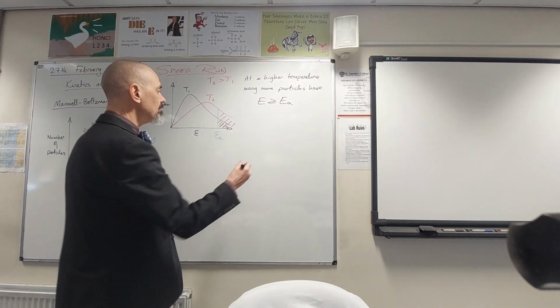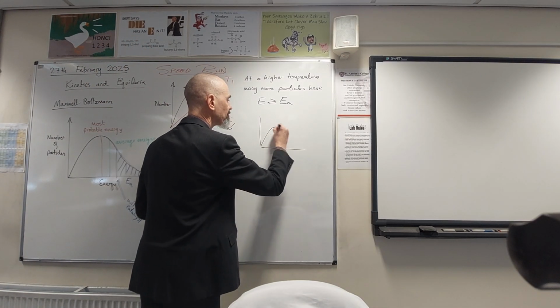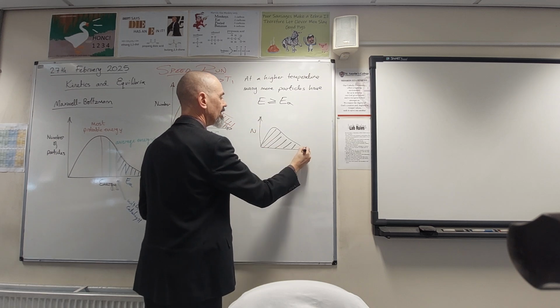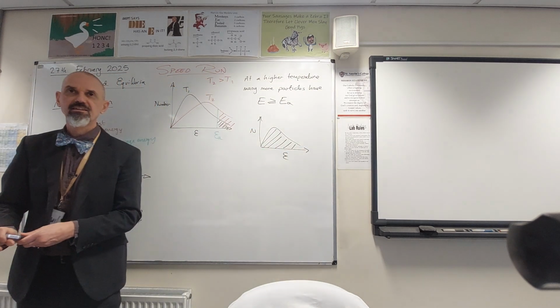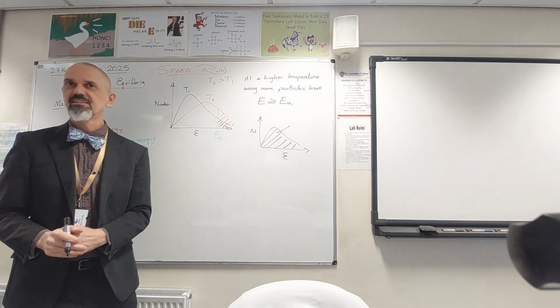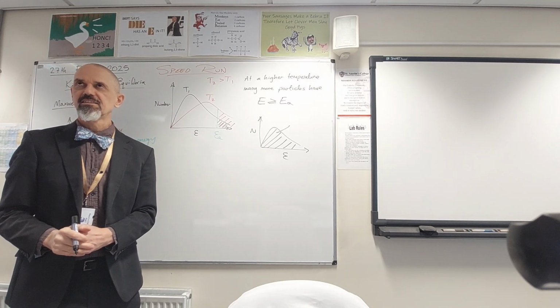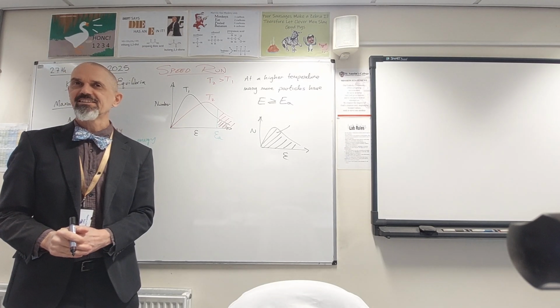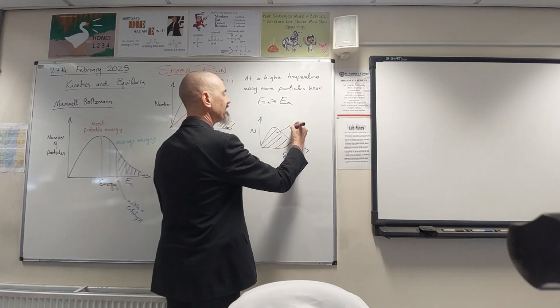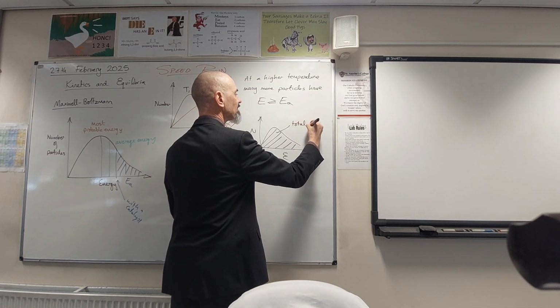What is the area under the graph represent? All particles with energy. So that would be all particles. Yes. Okay. So it's the total number of particles.